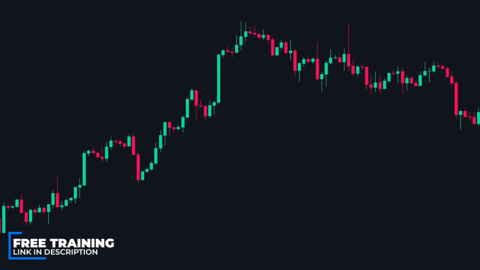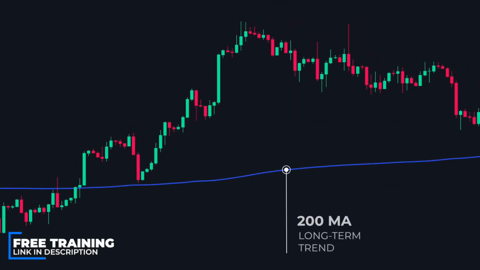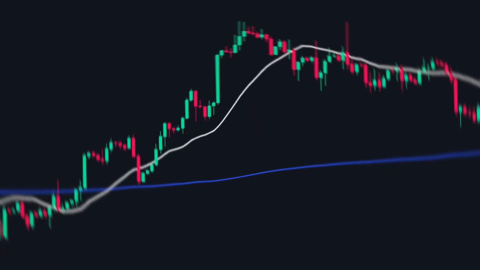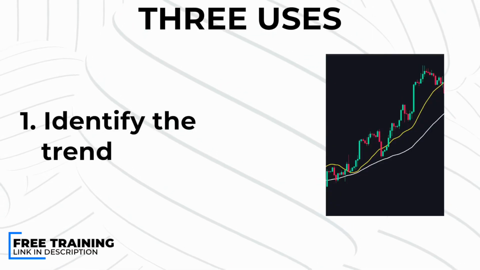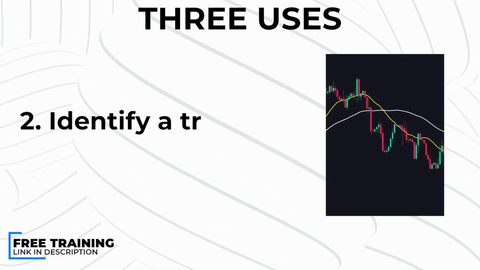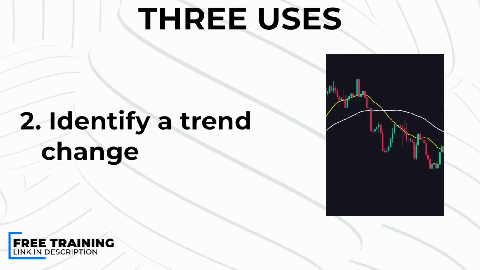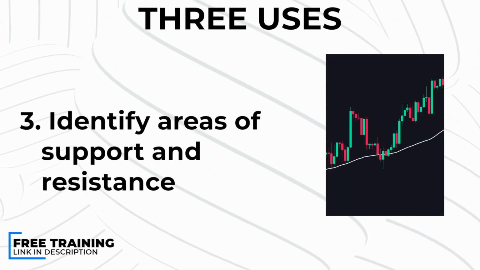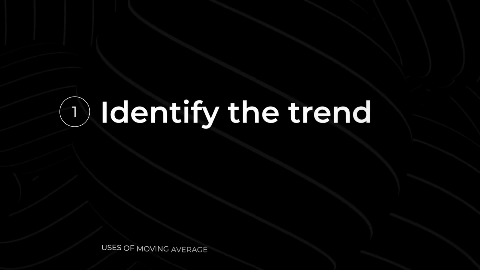Moving averages serve as essential tools for determining both long-term and short-term market trends. Different timeframes, such as 20, 50, 100, and 200 periods, fulfill specific analytical purposes, each contributing uniquely to market analysis. The primary functions of moving averages encompass trend identification, detection of trend changes, and the recognition of support and resistance zones within the market. Through their various applications, moving averages provide a comprehensive framework for understanding market dynamics.